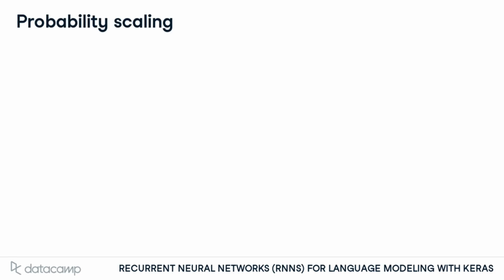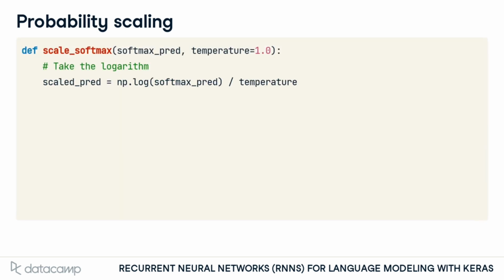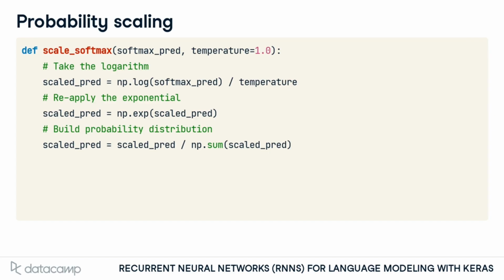The scaling function is relatively simple. It has two parameters: softmax_spread, which contains the probability values returned by the softmax function on the last layer of the model, and temperature, with a value defaulted to 1. It takes the logarithm of the softmax output and divides each element in the vector by the temperature value. Then it reapplies the exponential function. Next, divide the obtained values by the sum of them to obtain the scaled distribution with sum equal to 1.